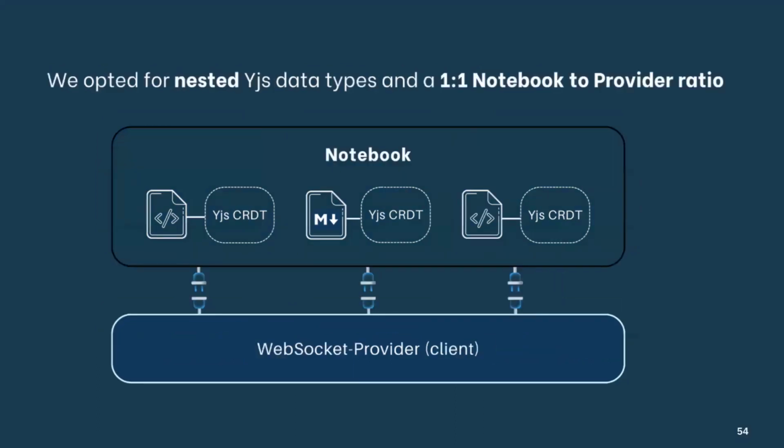But with Pennant, we took a more holistic approach. By using nested YJS data types, we established a one-to-one ratio between an entire notebook and a WebSocket provider. This not only reduced connection overhead, but also resulted in a more efficient and cohesive system.